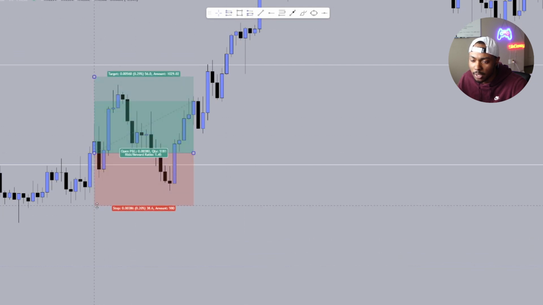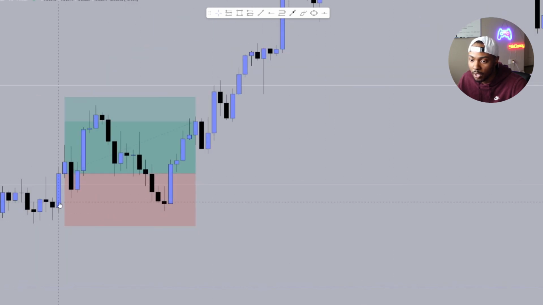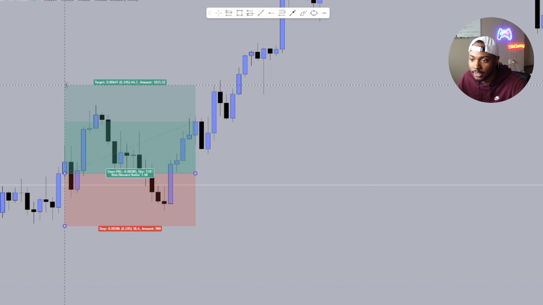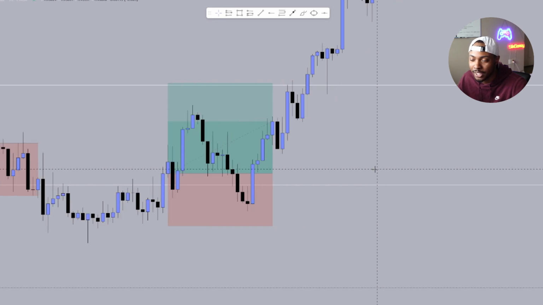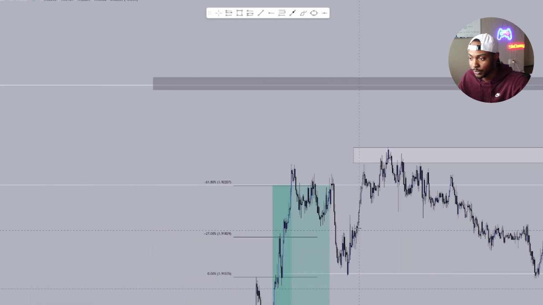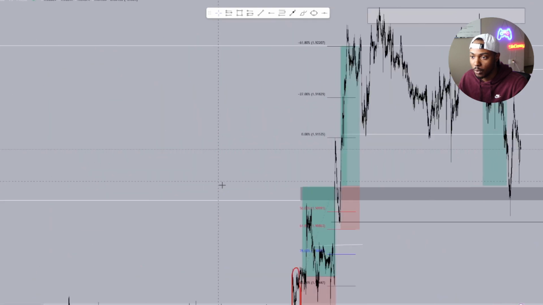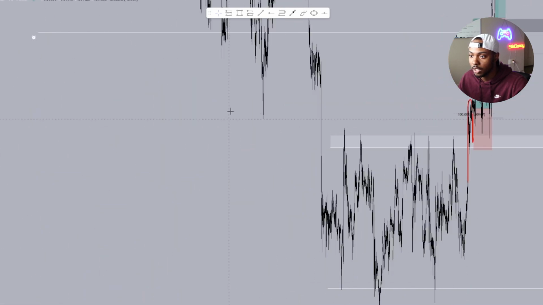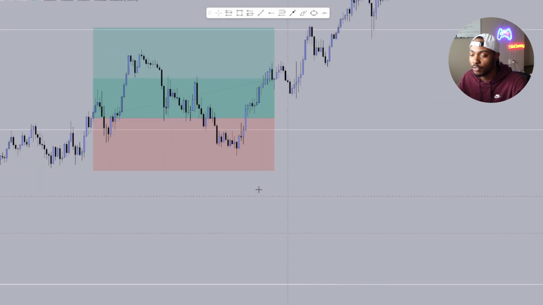Stop loss where it makes sense, below the recent low, take it up to the next level. This would have given you almost a 2-to-1, so I probably wouldn't have taken the trade. Mind you, this is also on a 1-hour time frame, so we are not entering trades on a 1-hour time frame. We are taking trades off of the 15-minute time frame, which ultimately would have given you way better risk to reward.